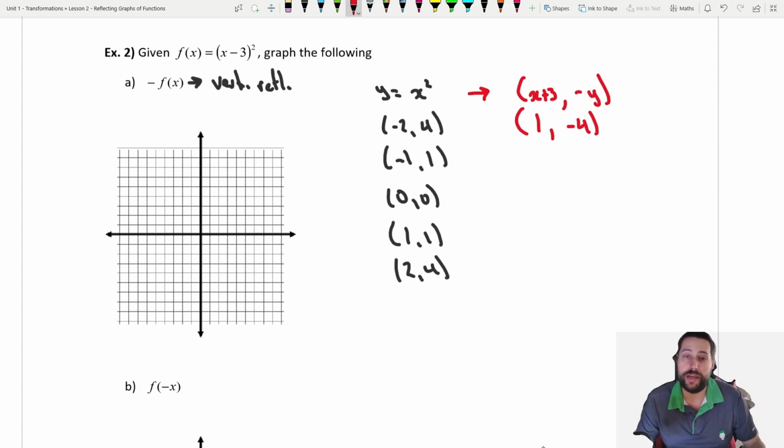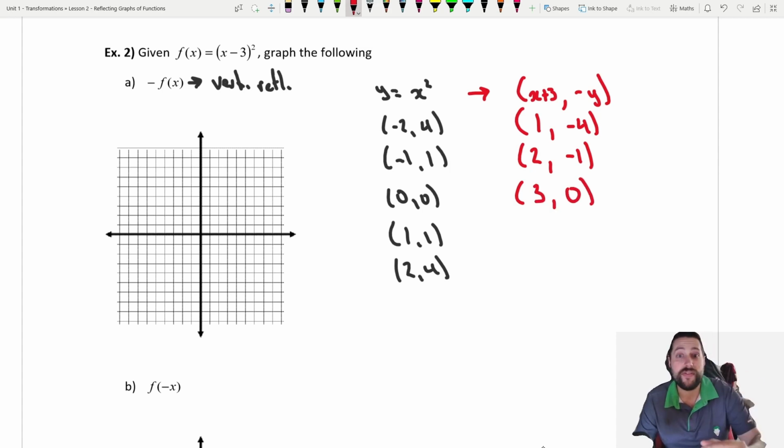We have x is equal to negative 1, add 3, that just gives us a 2. Okay, 2 and negative 1, add 3, you get 3 and 0. So those remain the same. So, right, we have our invariant point there. It crosses the x-axis at that point, so it's going to be the same.